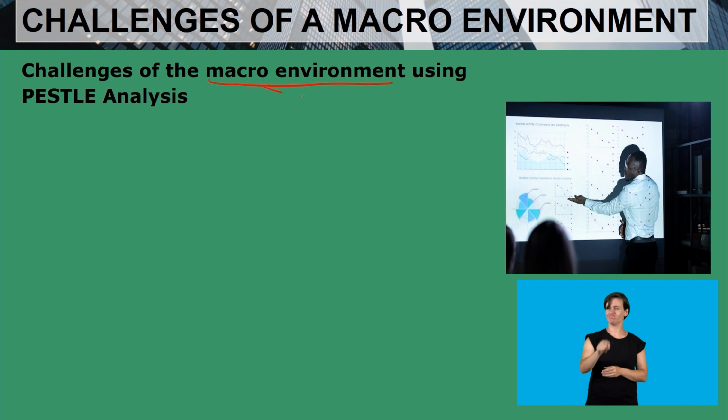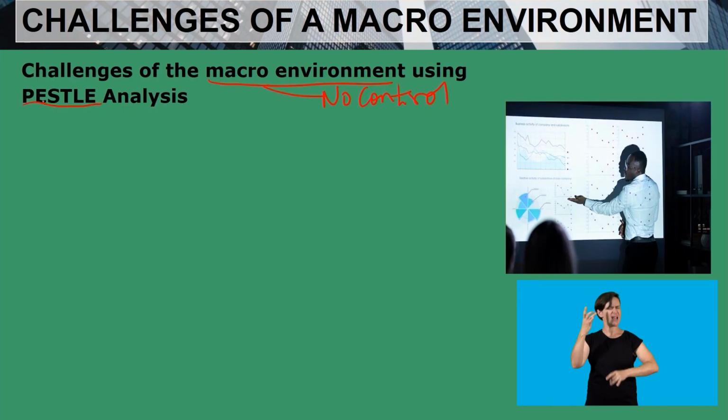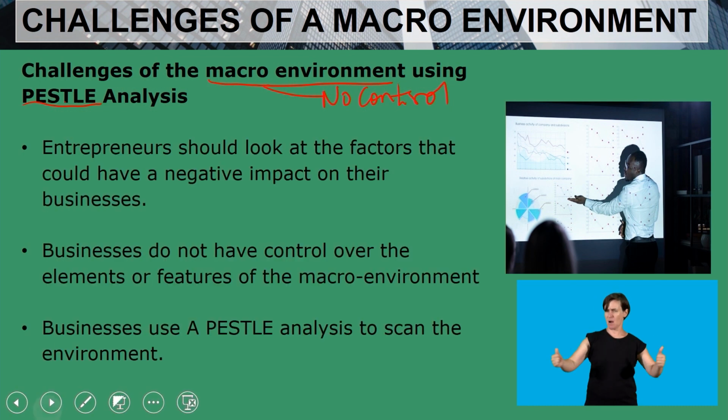So now we're looking at the challenges of the macro environment. One thing you should know about the macro environment is that as a business, you've got no control over it. Remember, no control over these challenges. When we're using a PESTLE analysis, don't forget that PESTLE is an acronym. You know what P stands for: political. And E stands for economic, then social, technological, legal, and environmental. But we'll deal with that just now. So, challenges of the macro environment.